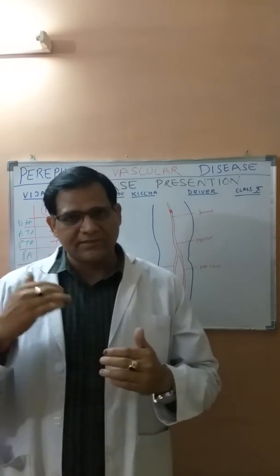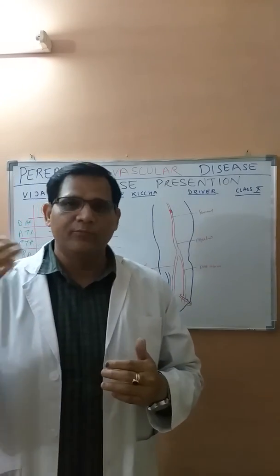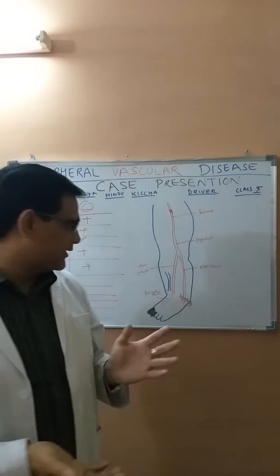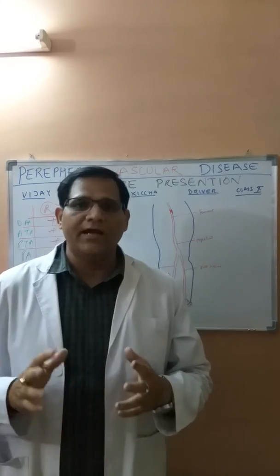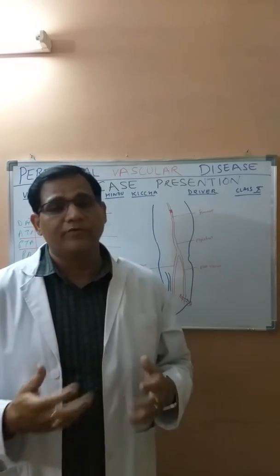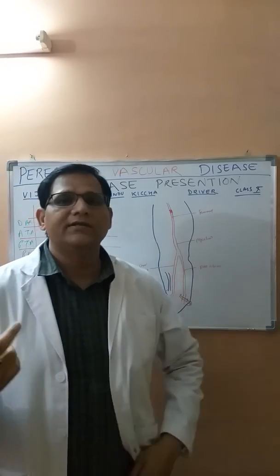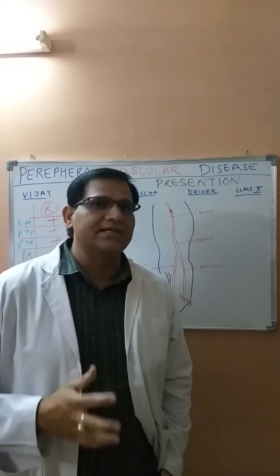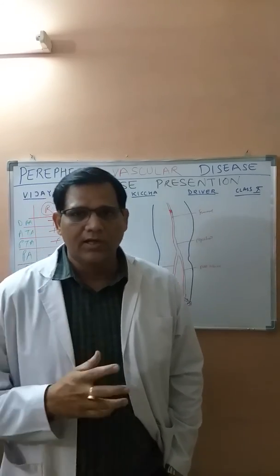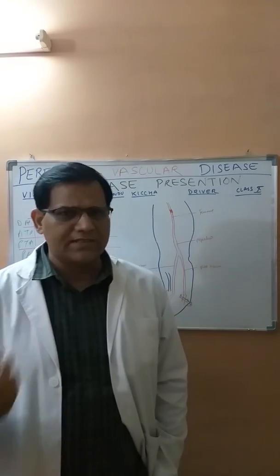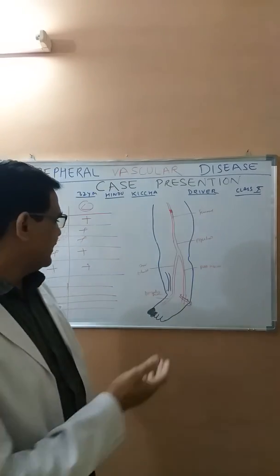Boyd's 1 classification, patient has pain, he continues to walk. In Boyd's 2, the patient has to take rest. Boyd's 3, patient has to take rest for some time, then only he can move. And then Boyd's 4, the patient is having pain even at the resting stage, then this is the Boyd's 4 classification. So this is how you tell about the Boyd's classification that will be asked to you.